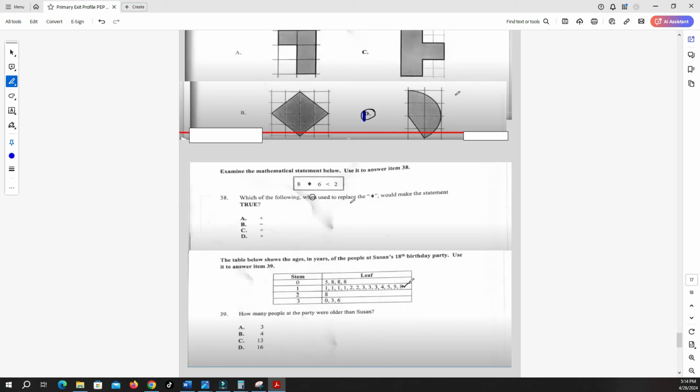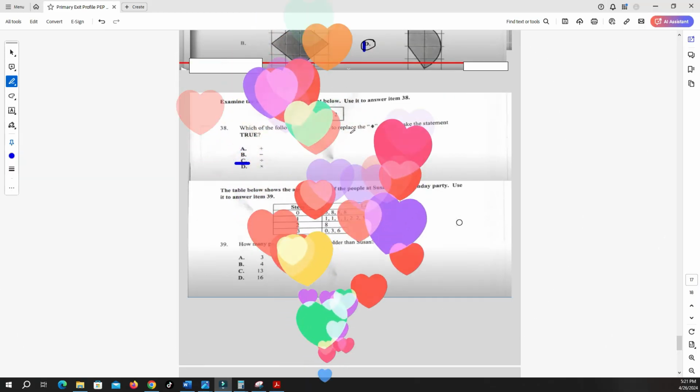Examine the mathematical statement below. Use it to answer item 38. Which of the following, when used to replace the diamond, would make the statement true? 8 plus 6 is less than 2. That can't work. 8 minus 6 is 2. No, that won't work either. 8 divided by 6. 6 into 8, 1. Yeah, it would have to be C. So I choose C.